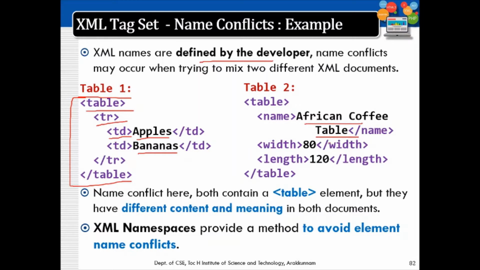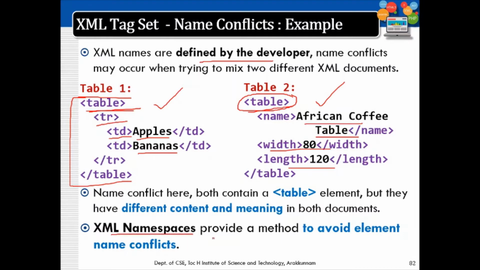So, African coffee table. That also has a tag name table. Here a table tag is there, here also another table tag is there, but both of these mean two different things. This is a fruit table, and this one refers to a set of types of tables, with width and length mentioned over here. Suppose these two XML files are combined, then there will be confusion. What is the meaning of this particular table tag?